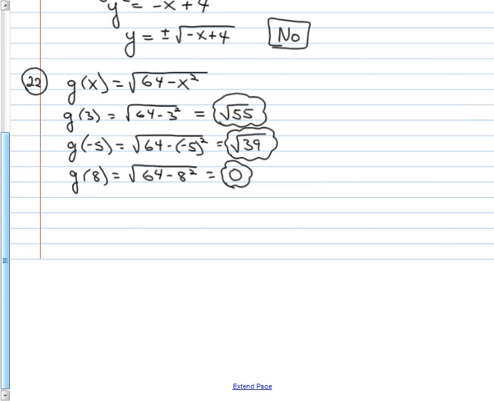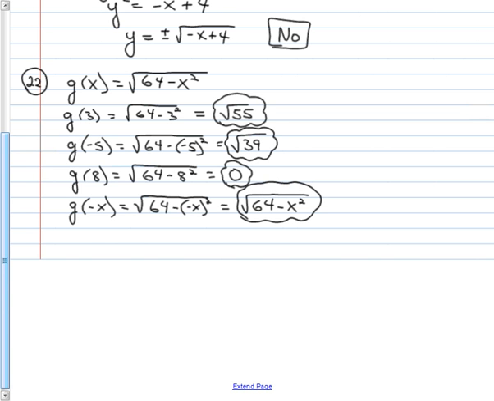D, g of negative x. Now we're applying the same techniques. We're just going to replace the x with what we're substituting, which is a negative x. 64 minus parentheses, a negative x squared. What do you get when you square a negative x? You get x squared. I get the square root of 64 minus x squared. That's it. That's my answer. It's as far as I can go.